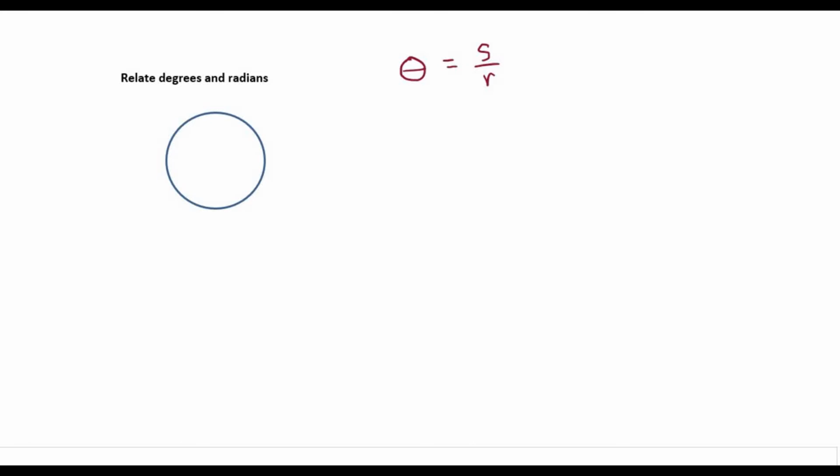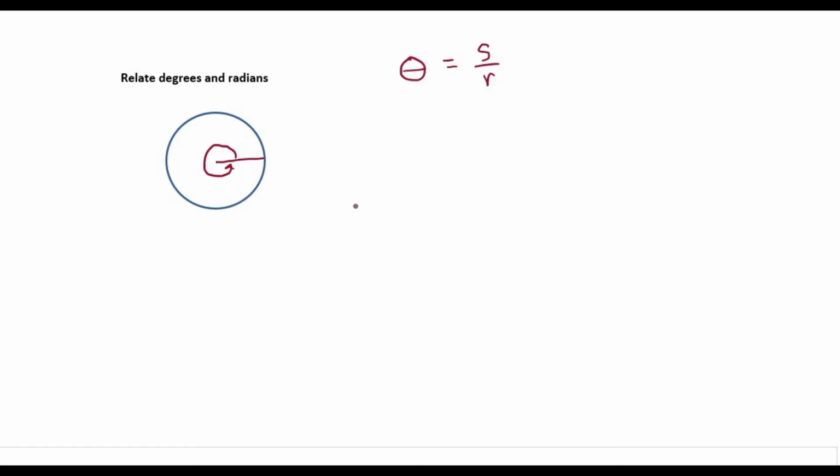In this video, we're going to be talking about how to convert degrees to radians and radians to degrees. But first, I want to look at where this conversion is coming from. Let's say that I have a circle with radius r, and I want to look at this angle that's going to go all the way around. Normally, we would call that 360 degrees.